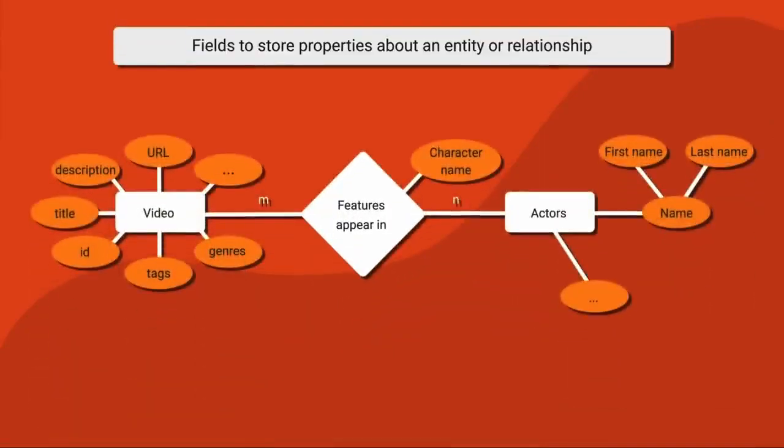Attribute types are the fields that store properties about an entity or relationship. Attributes are fields where we wish to define our entity. For example, we may want to store the title and description of each video. Actors have names, which we can further break down into other attributes like first name and last name respectively.